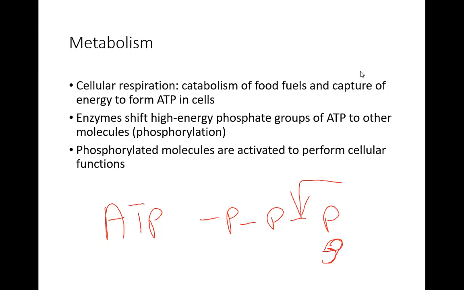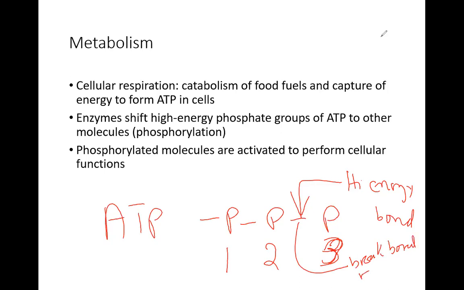So we have the third phosphate, you see. The third phosphate there is held onto the other 2 phosphates. This is phosphate number 1, this is phosphate number 2, this is phosphate number 3. This is a high energy bond. When we break that bond, we release energy. When we put the bond back together again, it requires energy.